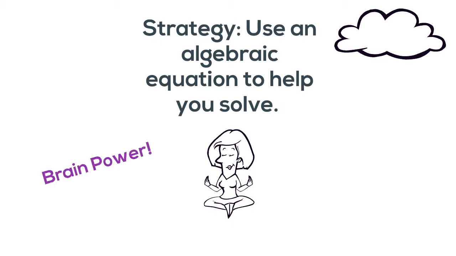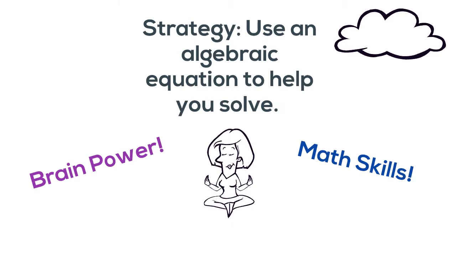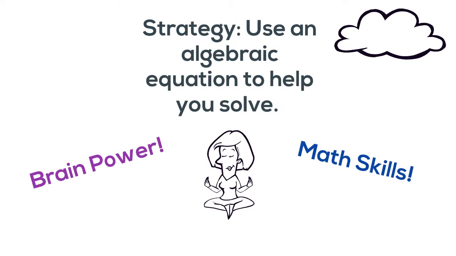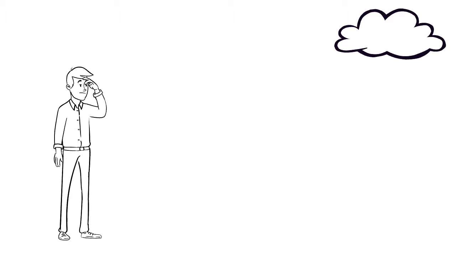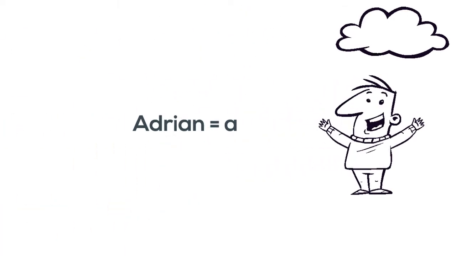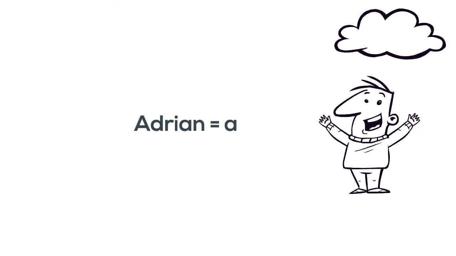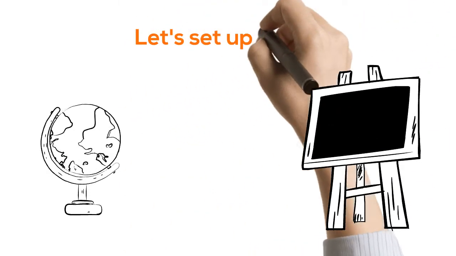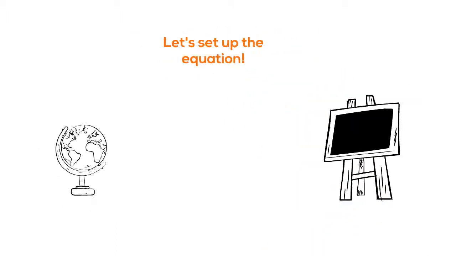For this question, I'm going to use an algebraic equation. Now remember, you can use any way that you think is going to help you get the answer. So let's break this into some parts. When we first read, we know that we are looking for Adrian's weight. So Adrian is going to be A. Now that we know that Adrian is A, we can start setting up our equation. Let's do the first one together.